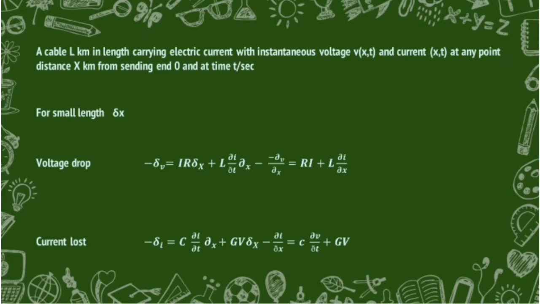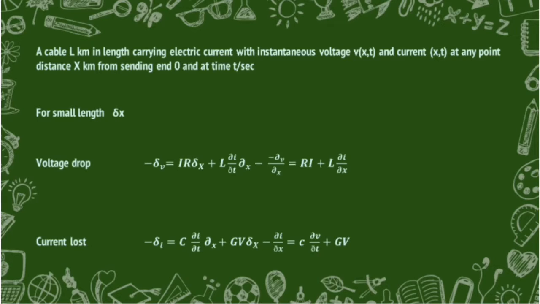A cable of L kilometers in length carries electric current with instantaneous voltage V(x,t) and current I(x,t) at any point distance x kilometers from the sending end 0 and at time t seconds. Now between points P and Q, we call it delta x, and at this point a voltage drop and current loss occur. To calculate these two, we use two formulas.